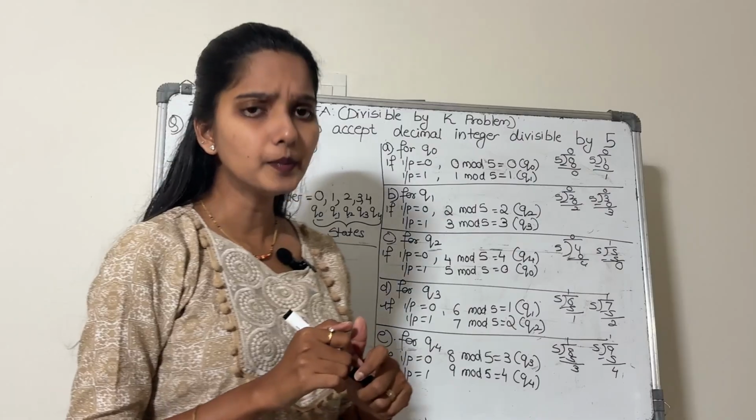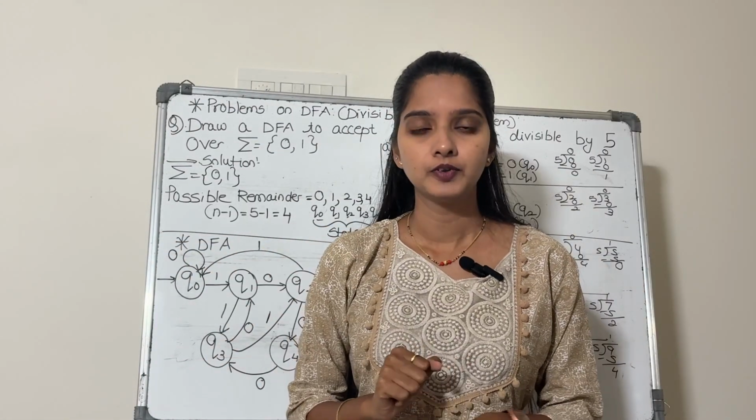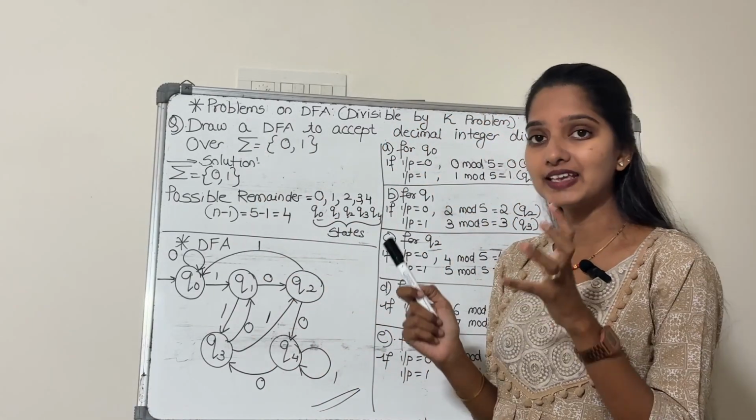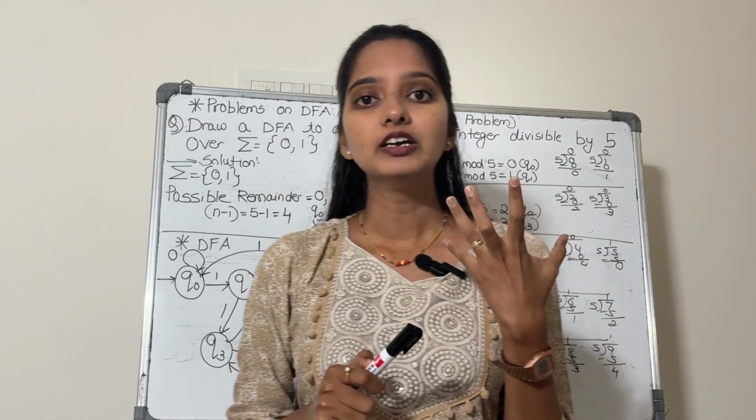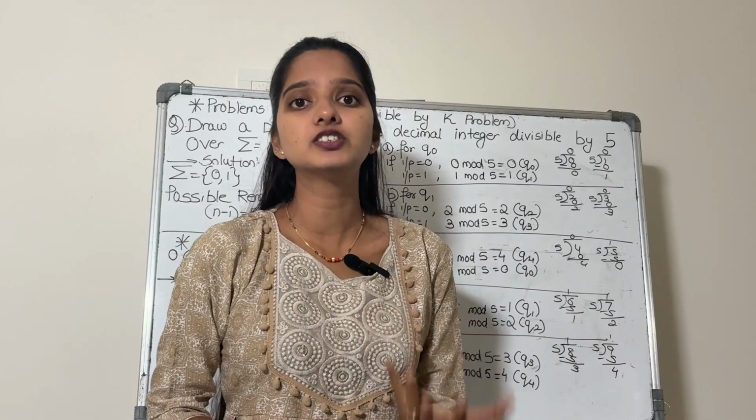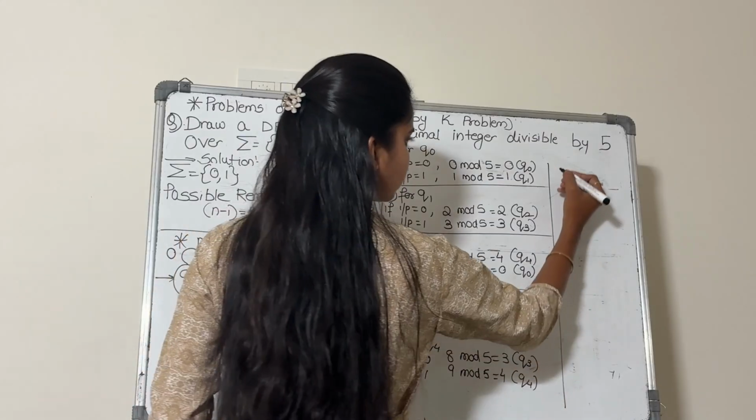Okay, but the point over here is, how do we know that my final DFA is correct? So what is the question asked? Draw a DFA to accept decimal integer divisible by 5. Which are the decimal integers that are divisible by 5? How do we know that? So in that case, writing it over here.